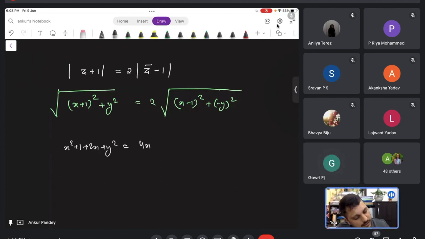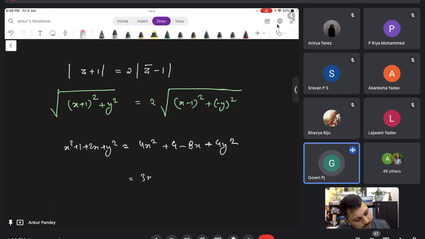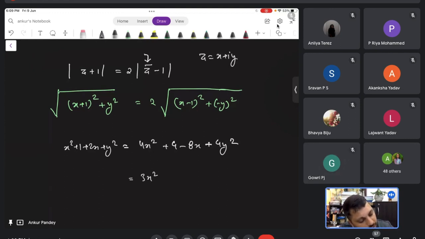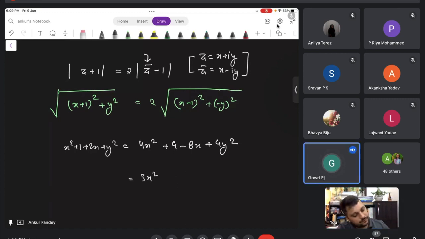Sir, what is that? Is it Z plus 1? The Z bar. Yeah, that one, Z conjugate. So if Z is a complex number x plus iy, Z conjugate is x minus iy. Change the sign of the imaginary part. Okay. Understood?